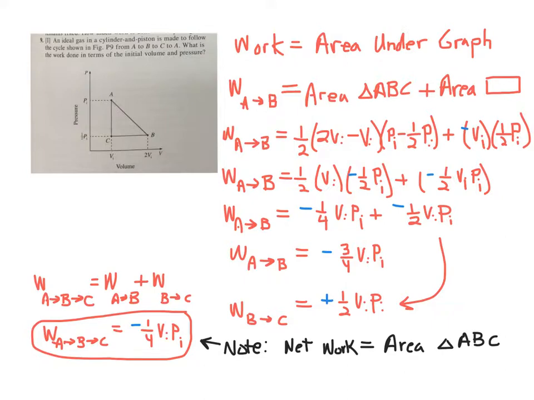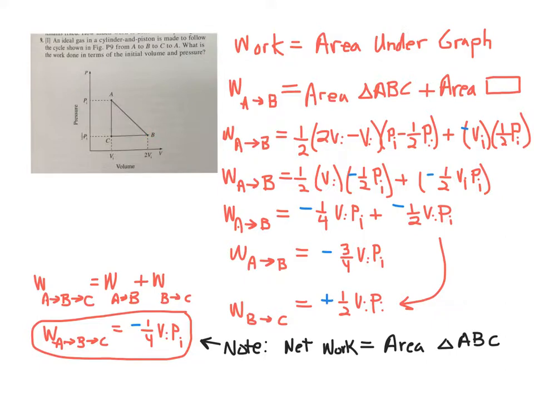But if you look at the graph, the work done will be equal to the area under the graph during each specific process. So in this example, if I go from A to B, the work done as the gas expands from A to B will be negative. That's energy leaving the gas.